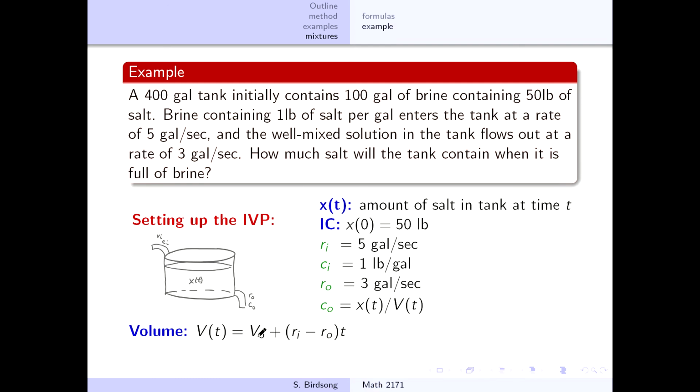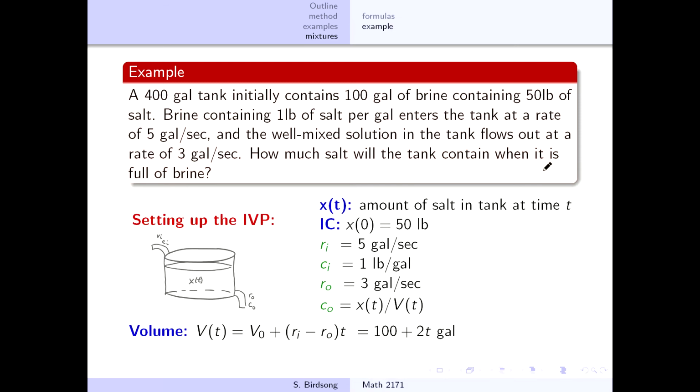So volume, we said the formula was initial volume plus the difference in the rates of your solution flowing in and out of the tank times T. Well, we know the different rates. That's 5 and that's 3. So we'll subtract 5 and 3 and get 2. And we have the initial volume of the 100. So this will tell us that our volume formula is 100 plus 2T. Up to you if you want to put the units on there or not. That's not something I worry about as long as you make sure all the units work at the beginning.